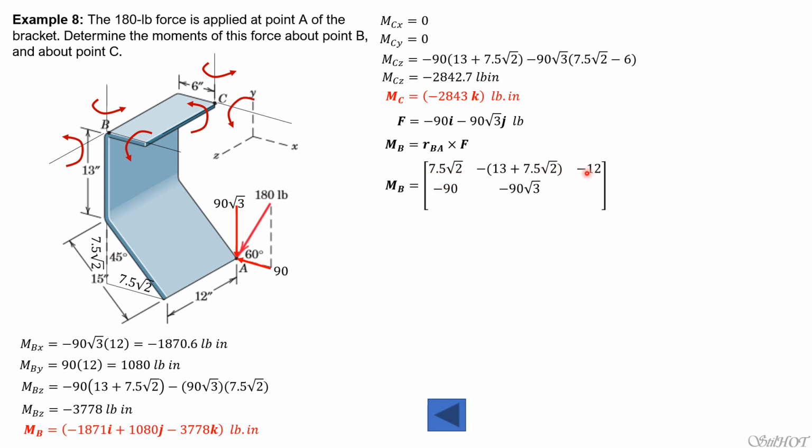That's the only equation. So MB is equal to RBA. The components of RBA would be, as mentioned earlier, along x 7.5 square root of 2, along y negative quantity 13 plus 7.5 square root of 2, then along z is negative 12. Then for the next row, copy the components of force, which are negative 90 and negative 90 square root of 3. The z component is 0. Then write ijk here.